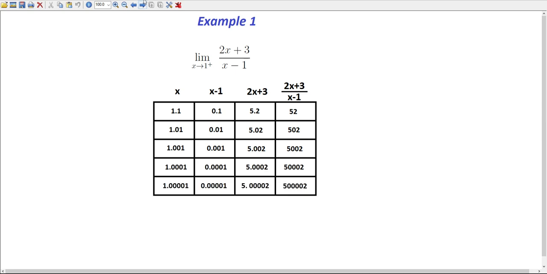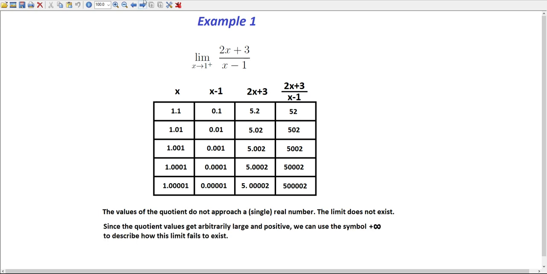As we let x get closer and closer to 1 from above, we note that the denominator gets closer and closer to 0 from above. The numerator gets closer and closer to 5, but the ratio becomes very large. The values of the quotient do not approach a single number. Thus, the limit does not exist.